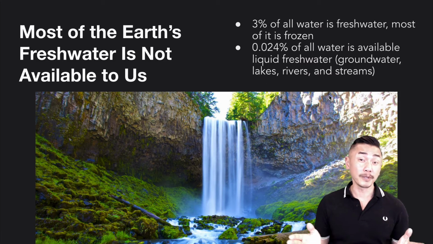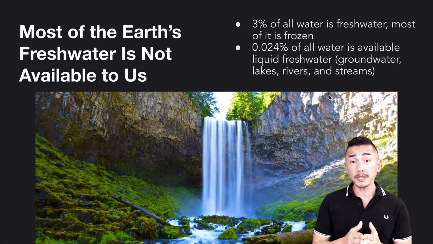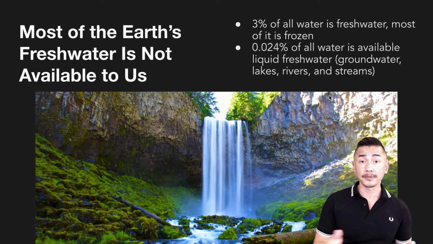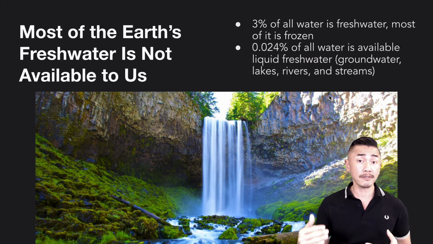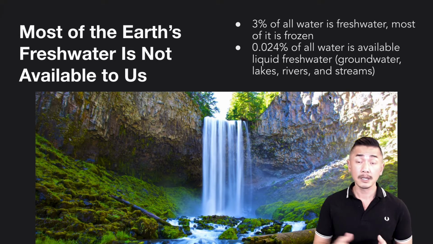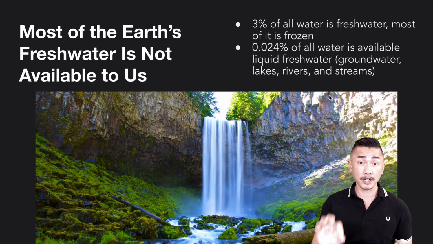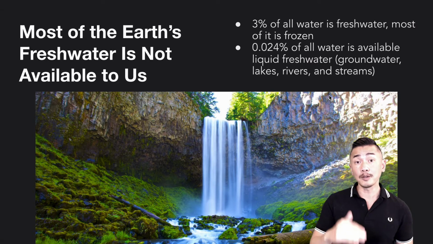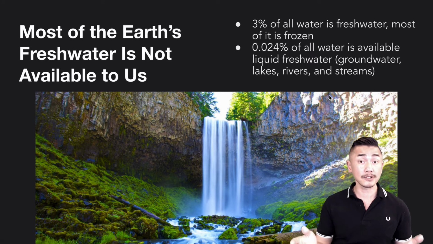The first thing we need to understand is that most of the Earth's fresh water is not available to us. Only about 3% of all water on Earth is fresh water. Unfortunately for us, most of that fresh water is frozen. 0.024% of all water on Earth is available liquid fresh water, underground in the form of groundwater and above ground in lakes, rivers, and streams.